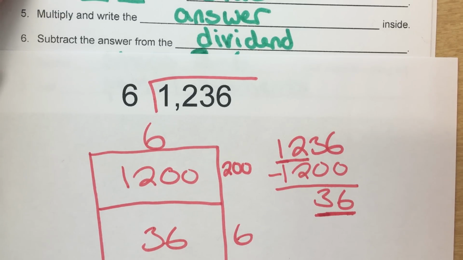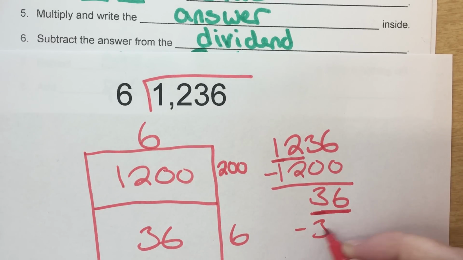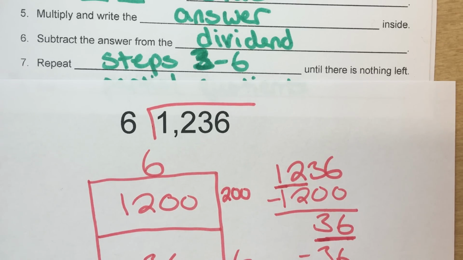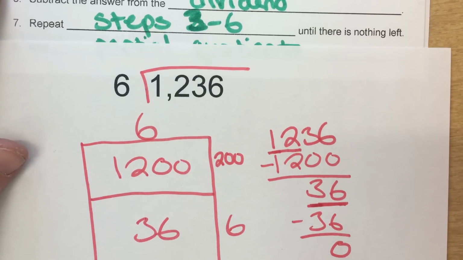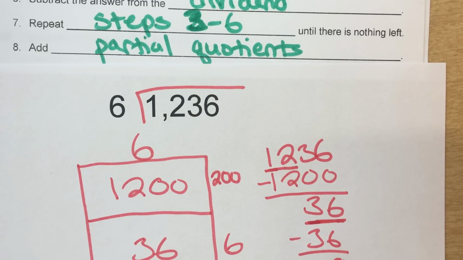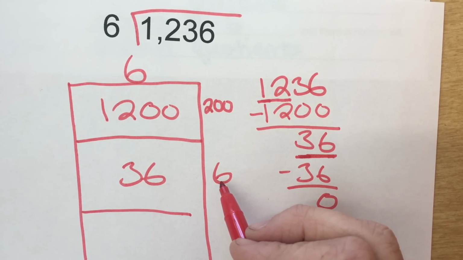Okay, let's see. Step 6, I'm going to subtract this answer from the dividend. So I get 36 minus 36 equals 0. And then repeat steps 3 through 6 till there's nothing left. Well, there is nothing left, so I can stop. And then it says add my partial quotients. Well, these are my partial quotients, 200 plus 6.